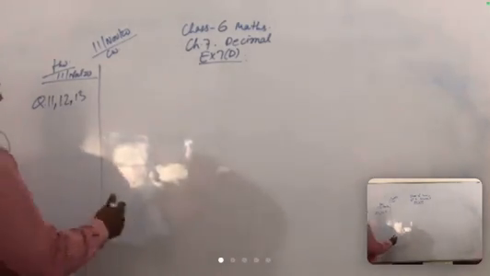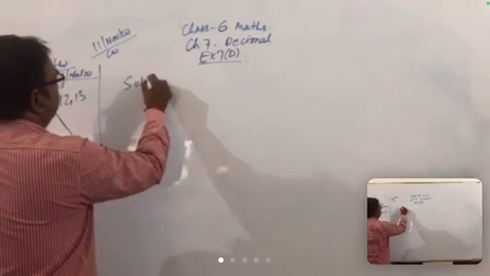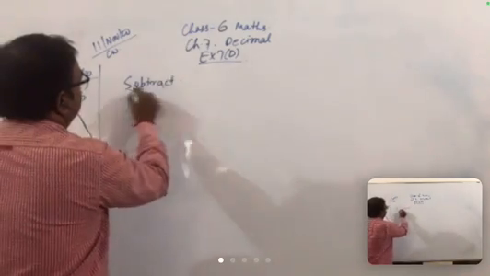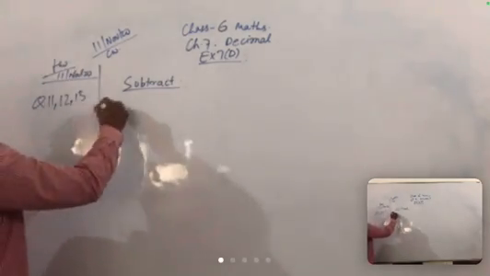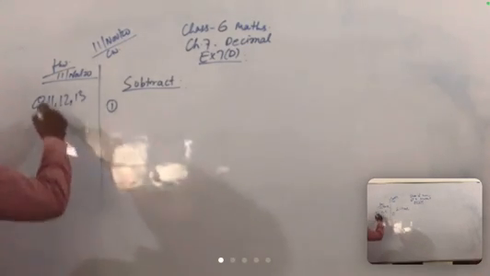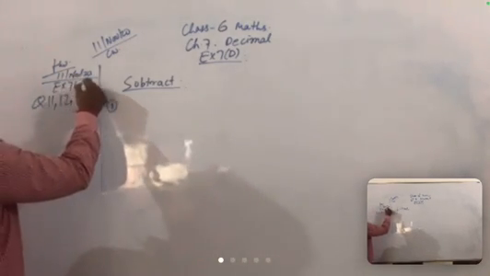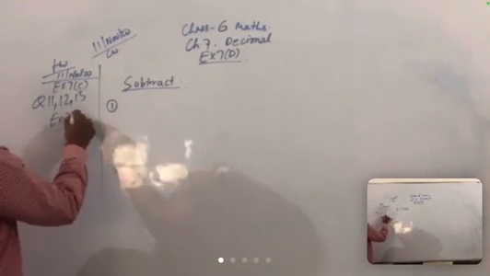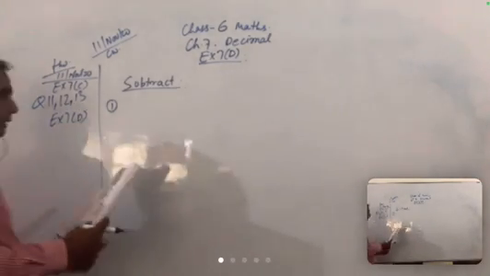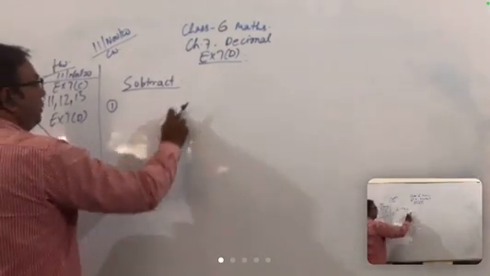Now, subtraction. Subtract. The question is subtract. Now, first part is what? This is the homework from the exercise 7C. Now exercise 7D. Now one. First question is 27.8.